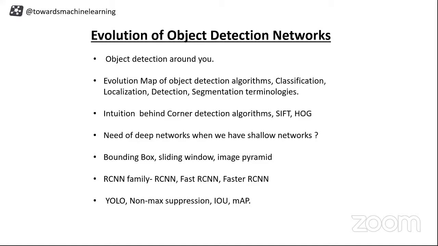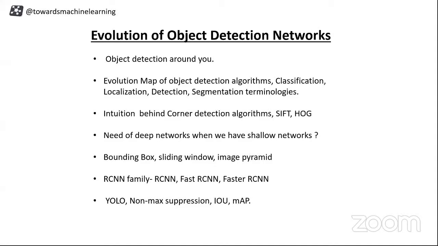Next thing is we're going to see the map of object detection algorithms, and this will make you realize how important it is to study what was previous to the YOLO algorithm and all. We'll see basic terminologies, as people are confused with classification, localization, detection, and segmentation terminologies. These are very easy terminologies. We'll see those things first.